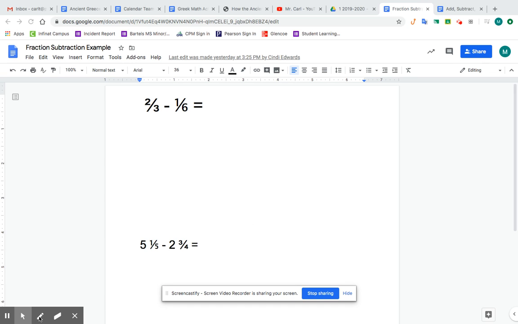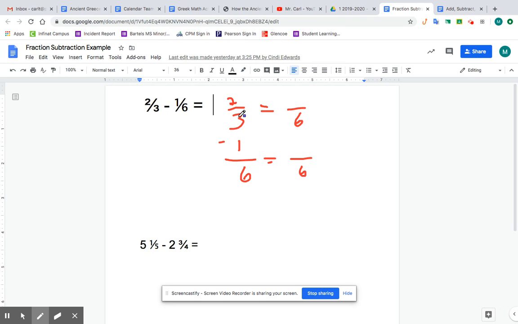Quick review on subtracting fractions. Best thing to do, just like adding, is to write it vertically. So I'm going to put 2/3 subtract 1/6. Now, find a common denominator, which is 6 in this case.